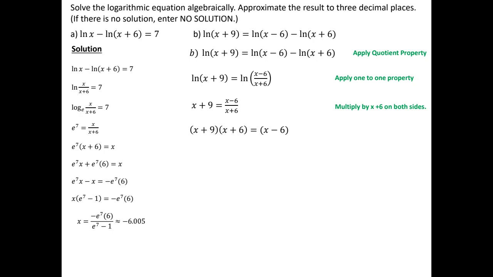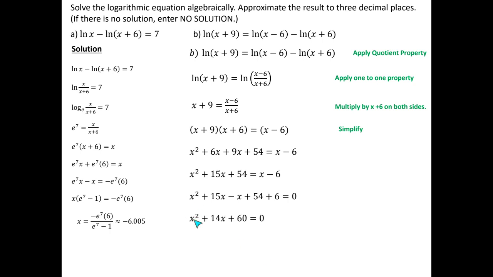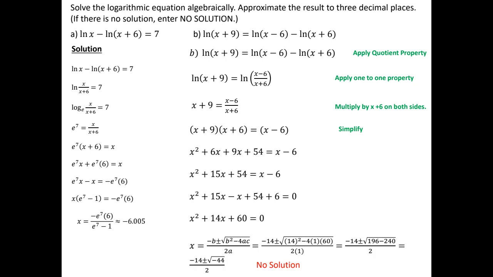And let's simplify. So we get x squared plus 6x plus 9x plus 54 equals x minus 6. This is quadratic, so everything has to be on the same side. So let's take the x and 6 to the left side, and we end up with x squared plus 14x plus 60. So at this point, you can factor or use the quadratic formula. If I try to use the quadratic formula, then notice I end up with a negative in the square root. That means that our solution is imaginary, and so we have no solution.